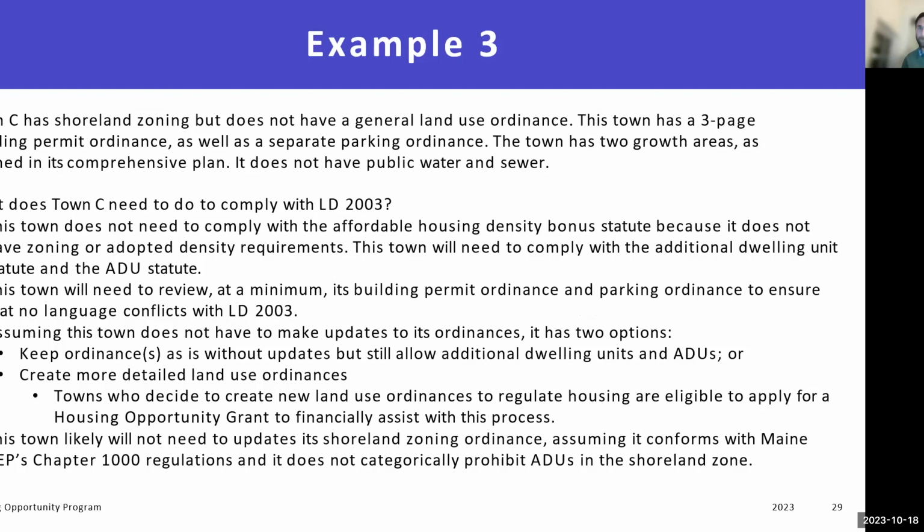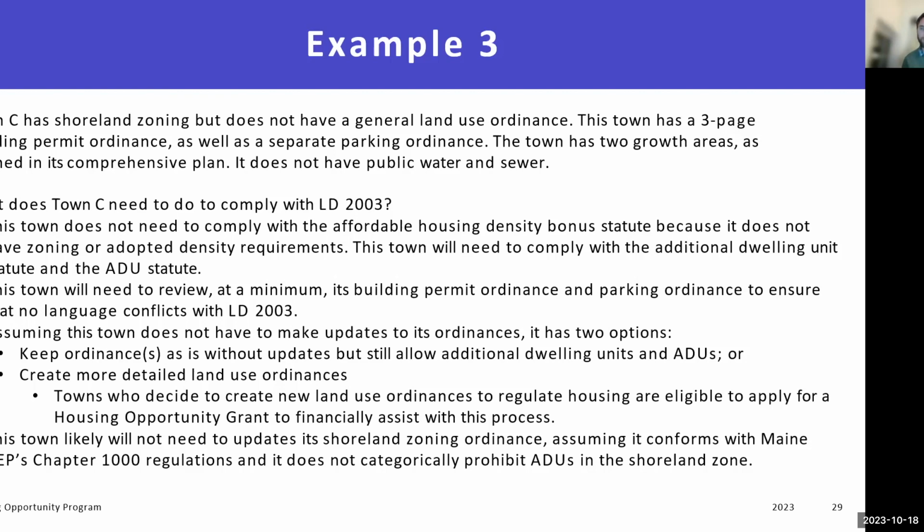And lastly, Town C. Town C has shoreline zoning, but does not have any other zoning. They have a building permit ordinance in which they have a building permit process with the code enforcement office, and a parking ordinance. They do have growth areas as defined in a comp plan, but they don't have public water and sewer. So that town would not need to meet the requirements of the affordable housing density bonus because they don't have zoning or density requirements.